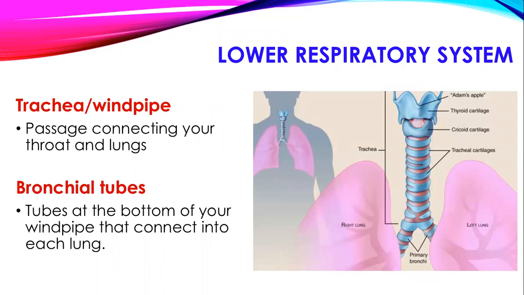The trachea, or the windpipe, is a passage connecting your throat and lungs. It is supported by a cartilage layer with C-shaped rings stacked one on top of the other. The trachea extends from the larynx downwards until it divides into the right and the left main bronchi. The bronchial tubes are tubes at the bottom of your windpipe that connects into each lung.